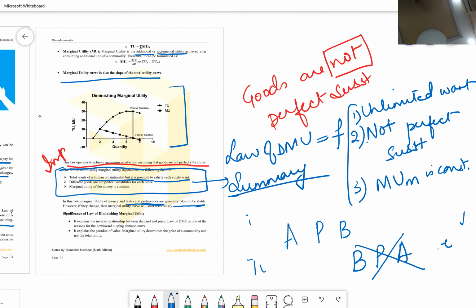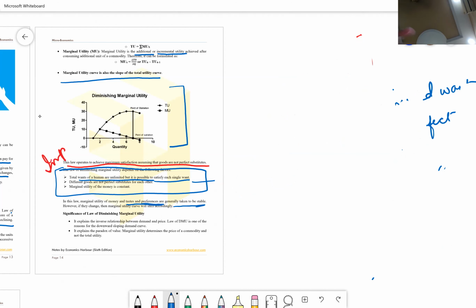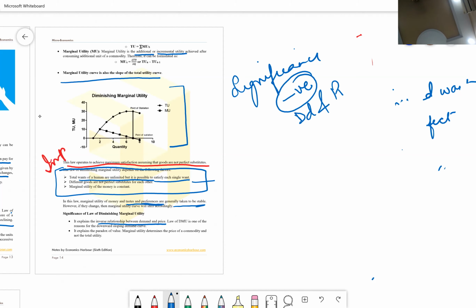So, coming on to the importance or the significance of the law. So what is the significance? It explains the inverse relationship between demand and price. It explains why there is an inverse or negative relationship between demand and price. So the law of DMU is one of the reasons. So why does it explain the negative relationship?